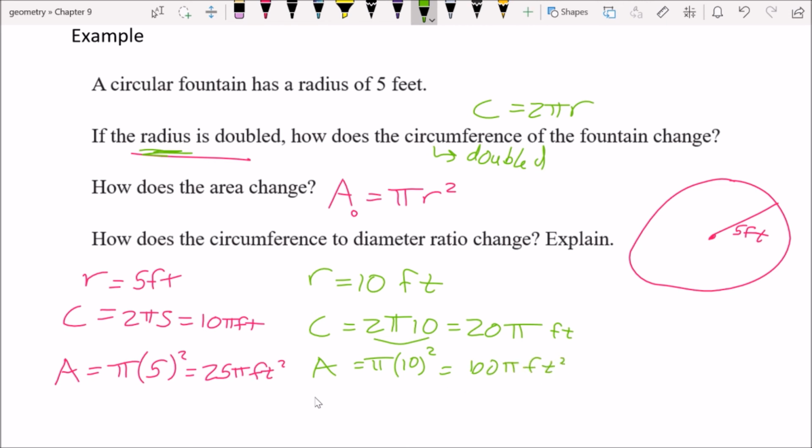So what's the relationship between those two? 25 pi and 100 pi. Well, 100 is 4 times as big as 25. So here the circumference doubled. The area is 4 times bigger. Now why is that? I'm going to show that over here on the side.